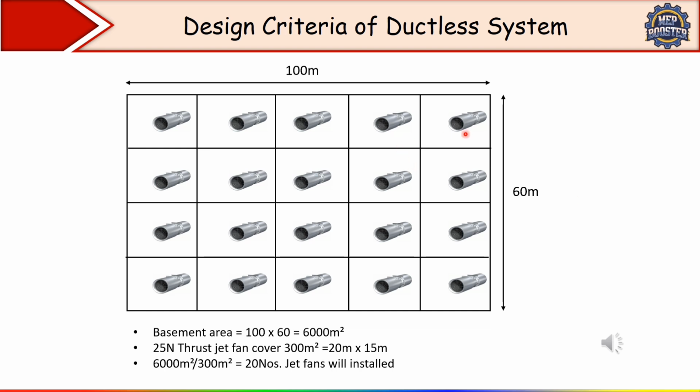And what distance do we have to maintain from one fan to the second fan? 25 meter. Okay, based on your thrust, meaning how many Newtons of thrust you have selected. If you have selected 32 Newton thrust fans, they can cover 400 square meter area. If you have selected 50 Newton thrust fans, they can cover 500 square meter area. Okay, so this is about the placement of jet fans.